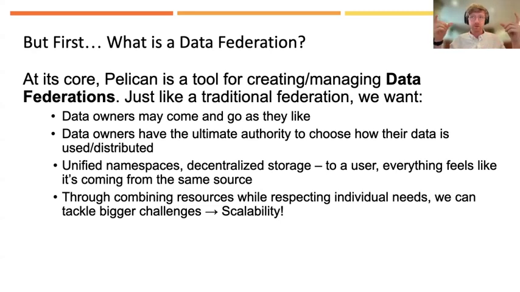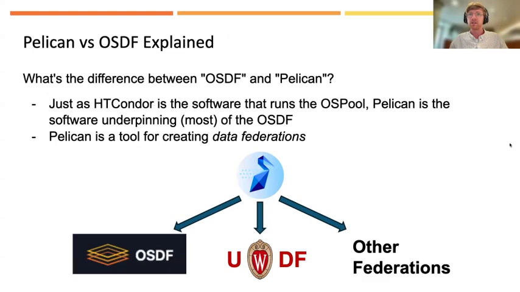And then finally, through combining all of these aspects and by creating this coalition of autonomous entities, we're able to tackle bigger challenges. And that's what leads to the scalability, so that 218 petabytes in the last year isn't something that we could accomplish unless we had lots of people working on the problem and we distributed the work across the different entities in a federation. So that's the concept there. Pelican creates data federations and it manages data federations.